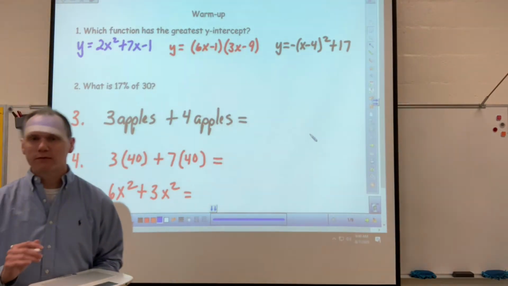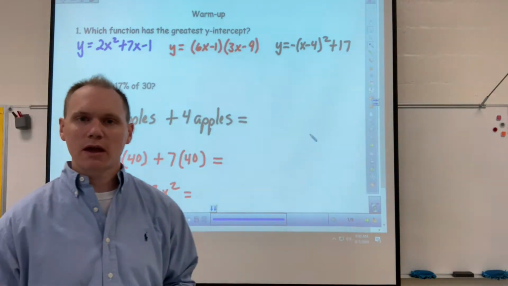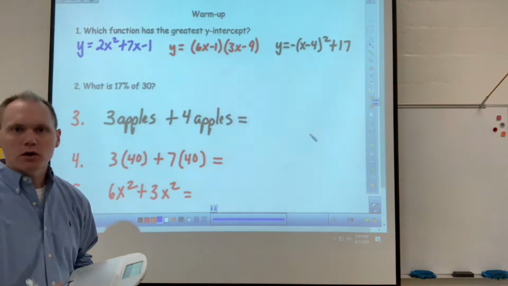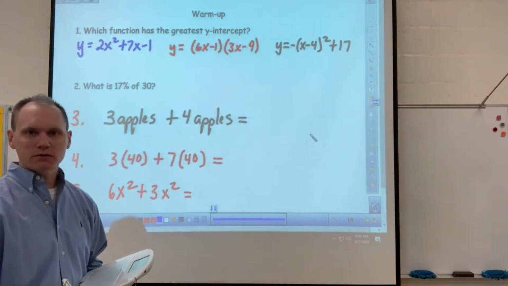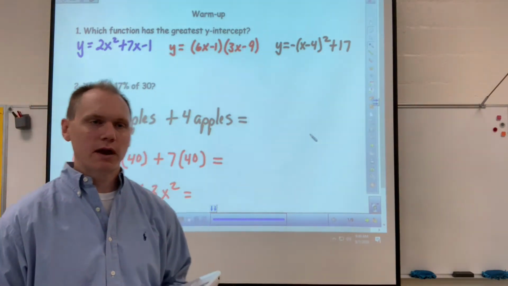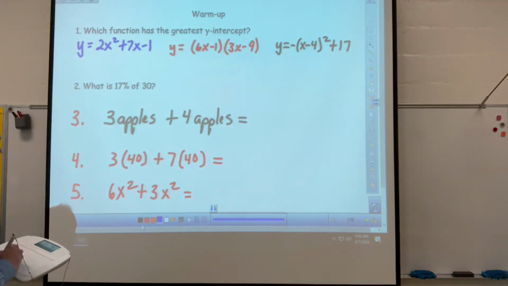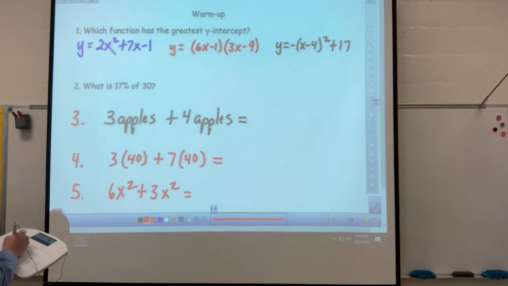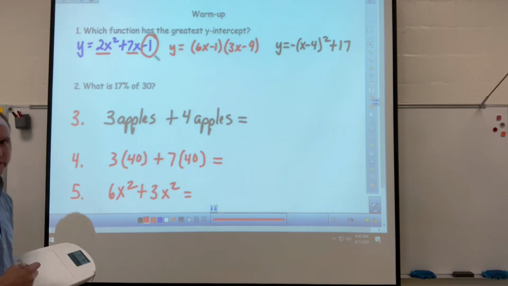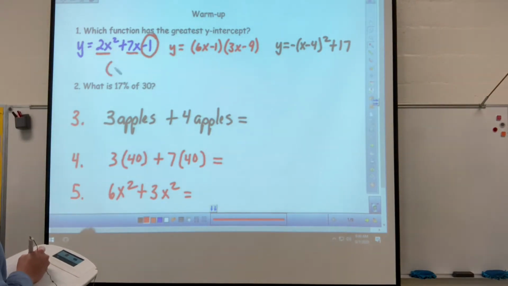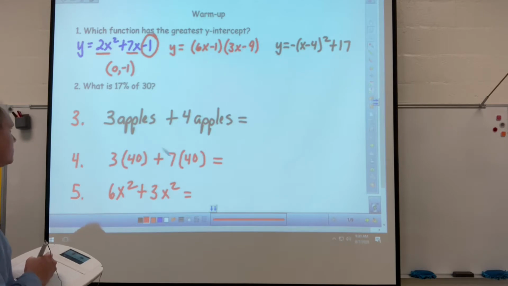So in all 3 forms, the y-intercept is always the y value when x is 0. So no matter what, you can always substitute 0 in for the x value and see what y value you get out. It just so happens in standard form, which is the first one here, whenever you substitute 0 in for x, this whole term becomes 0, this whole term becomes 0, and you're always left with what we call the c value. And so the y-intercept for the first one is the point (0, -1).